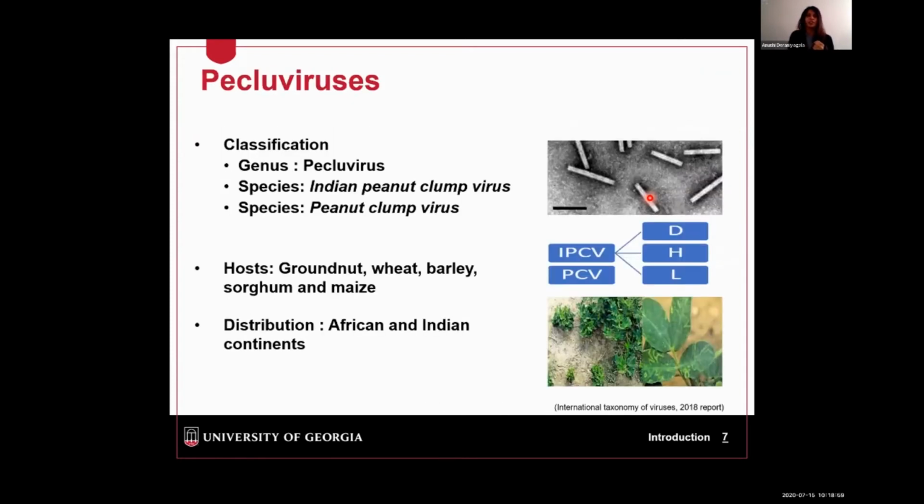I also work on Indian peanut clump virus and peanut clump virus, which are pecluviruses. So Indian peanut clump virus is further identified as 3 different strains, D, H, and L. The major hosts include wheat, sorghum, maize, and groundnut. It is distributed in the continents of Africa and India.